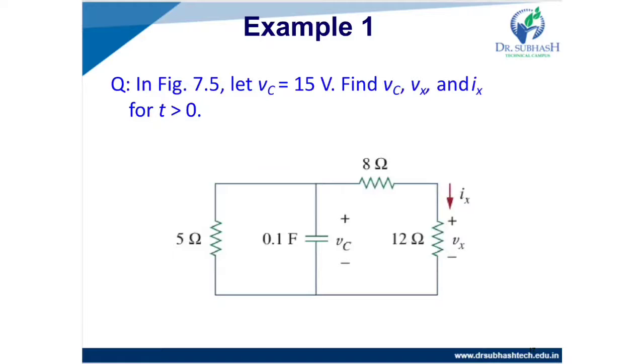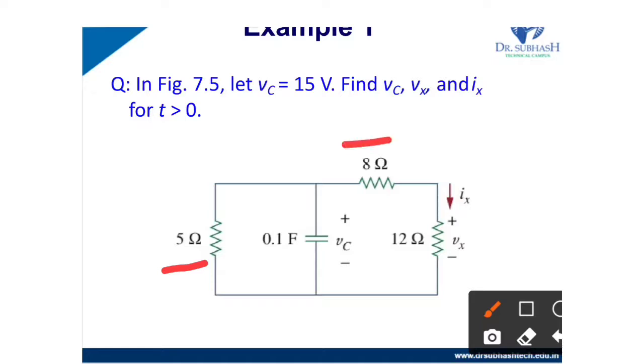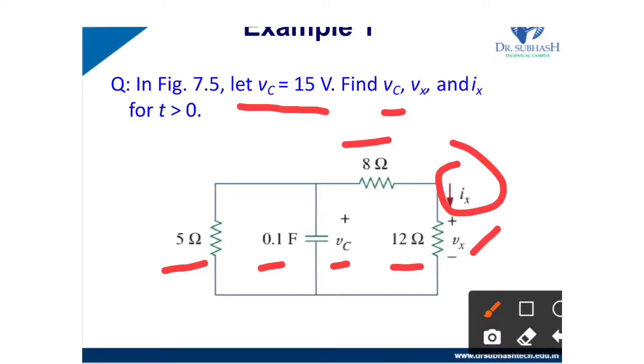So now this is one example. In this, the resistors are 5 ohm, 8 ohm, 12 ohm, with unknown Ix, Vx and also Vc, and the capacitor value is 0.1 farad. In this figure, let the voltage of the capacitor equal 15 volt. Find Vc, Vx, and the current Ix for t greater than 0.